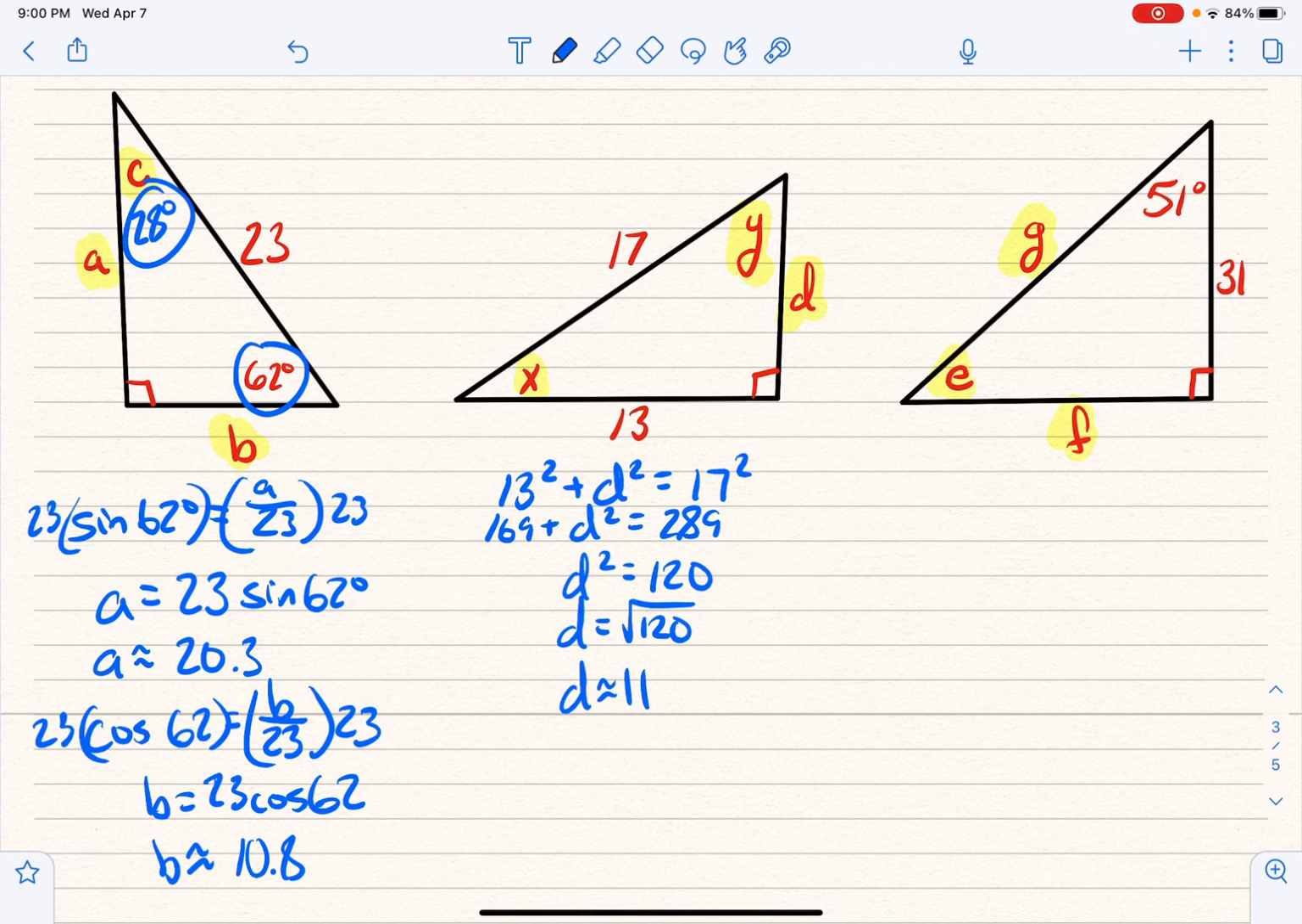Okay? Now we've got to find the angles. And so for that, I've got to use those inverse trig functions. Okay? And so I might say, well, the sine of y, if I put myself in the perspective of y, sine is opposite over hypotenuse. And so the sine of y is equal to 13 over 17. Take the inverse sine of both sides.